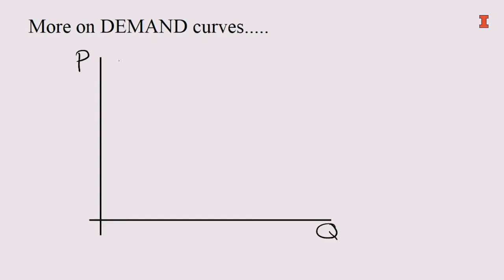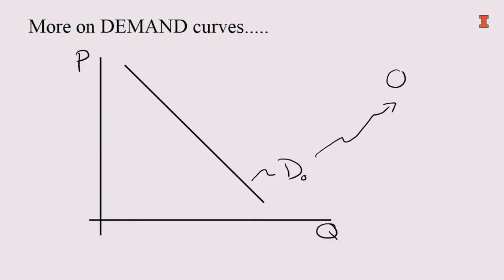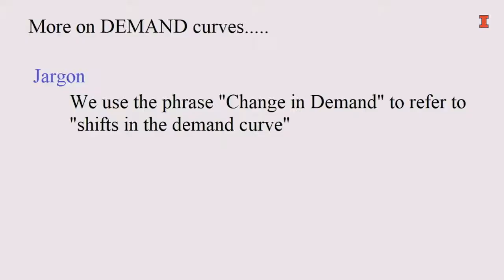We have price, we have quantity, and then we have some linear form that is downward sloping, and this is our demand curve. That demand curve is essentially just a function that says output is some function f of price. Okay, linear for us right now. And I want to introduce a little jargon here: we're going to use the phrase change in demand to refer to shifts in the demand curve.